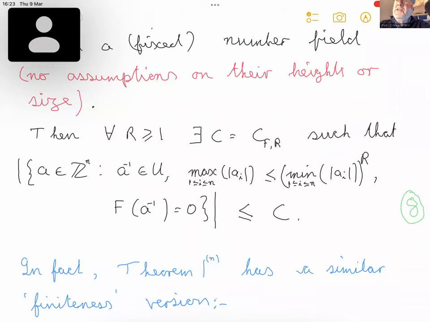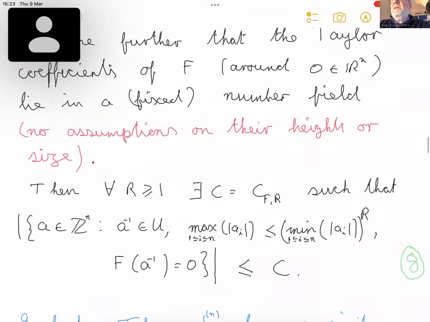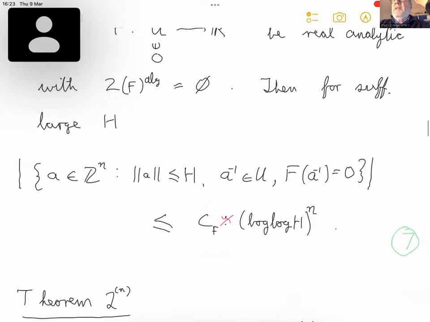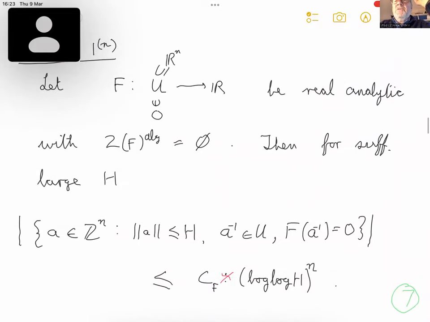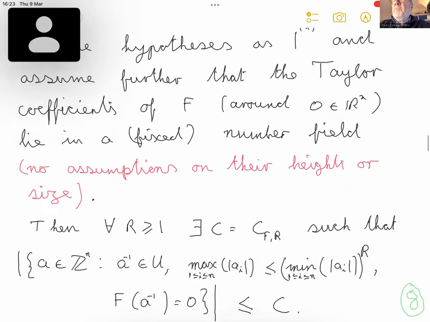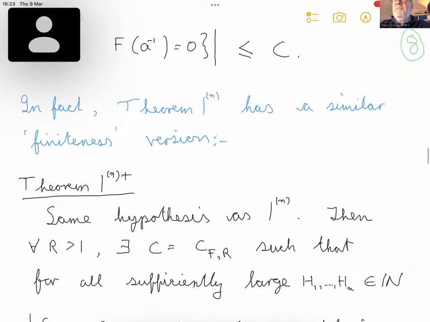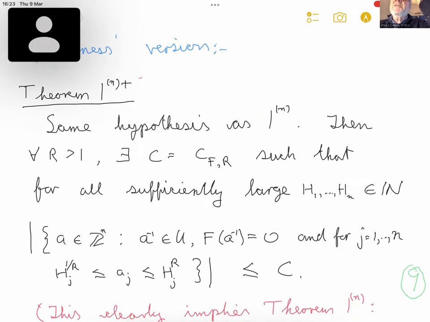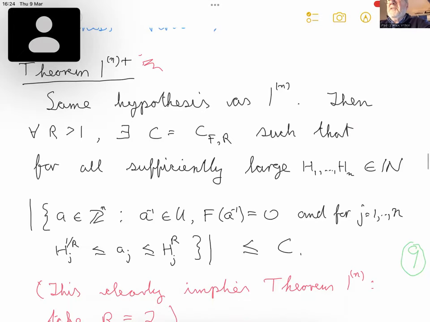So we actually get a finiteness theorem here. And it turns out that there's a better theorem than theorem 1n, namely the zeros here. So we have the integer points are fairly uniformly distributed, consistent with this upper bound. So we actually get a finiteness theorem. I call this theorem 1n plus here, because it's a stronger theorem. But it's a finiteness theorem. There's no log logs or no estimates or anything in this theorem.